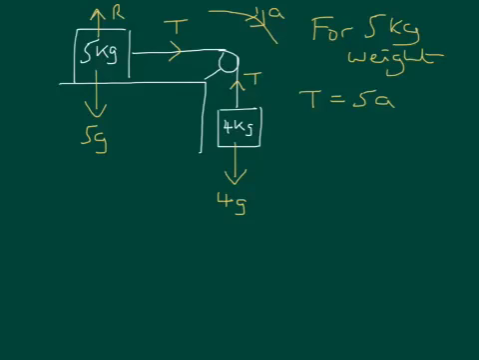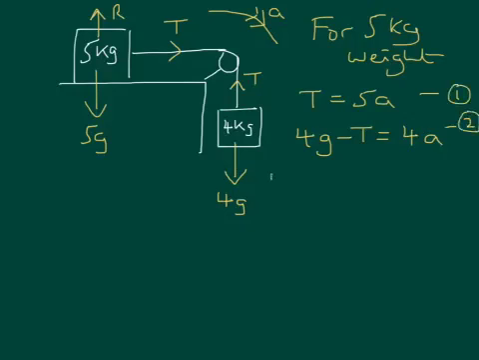As far as the 4 kilogram weight is concerned, there's a 4g acting downwards, but there's a T opposing that. So that 4g is pulling it this way, but the tension is pulling upwards. So the resultant force is 4g minus T. So force is mass times acceleration. Clearly both particles must be accelerating with the same value. So we've got two equations. Let's label those 1 and 2.